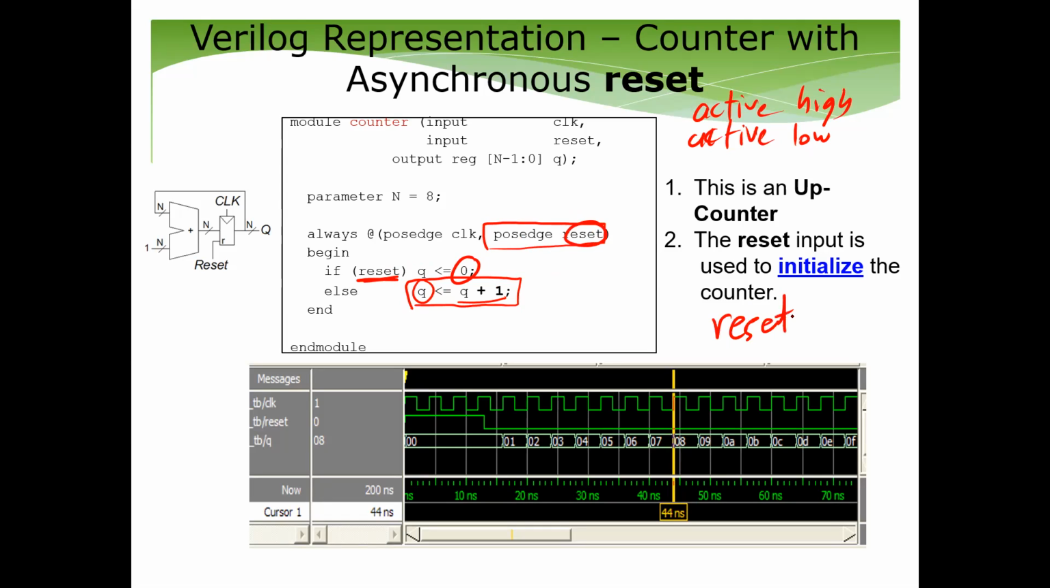If we write reset, it means we want an active high reset, meaning if it's 1, reset. If it's 0, do not reset. Or we can write reset n. Reset n means this is an active low reset signal. So if it's 0, reset, and if it's 1, continue normal operation. So we don't need to specify in the question active high or active low. By reading the name of the signal, you should know whether I want an active high or an active low. And question 2 in the homework will give you some practice on that. So make sure you read the name of the reset signal, because we're going to use this as a standard.